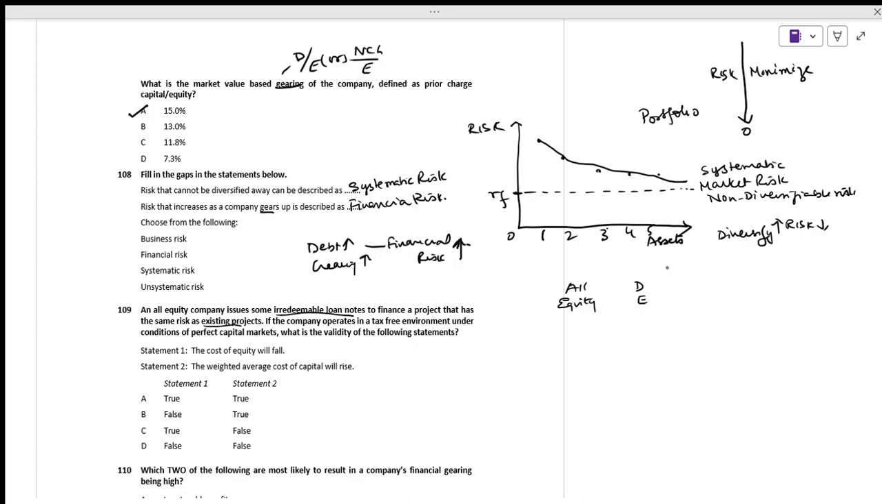If the company operates in a tax free environment under the capital markets, what is the validity of the following statement? If I am right, we have done something on question 104. We have a tax-free environment. Assume with respect to this. This is option one, this is option two, and this is option three.